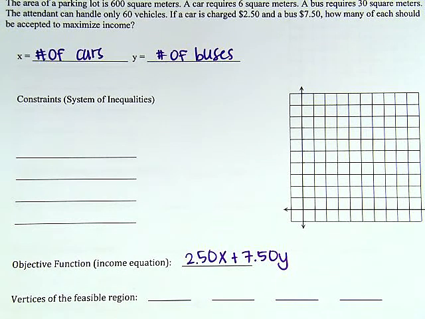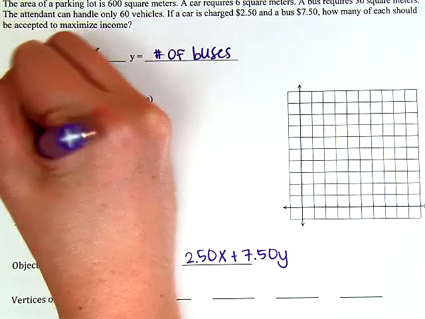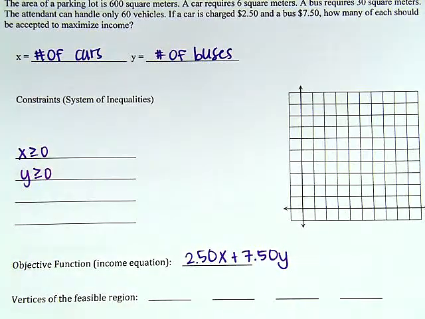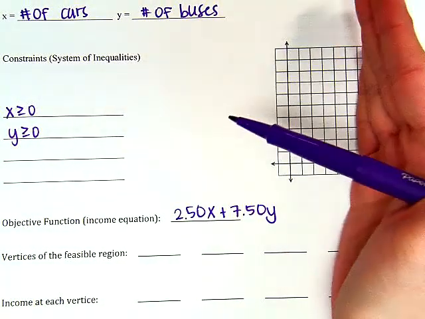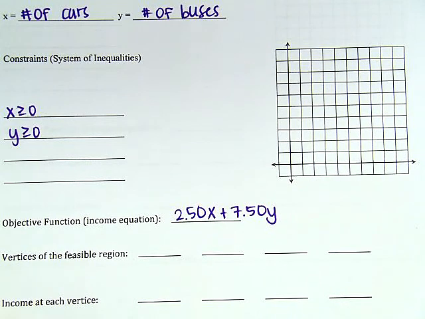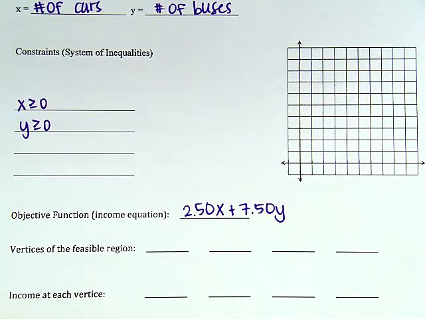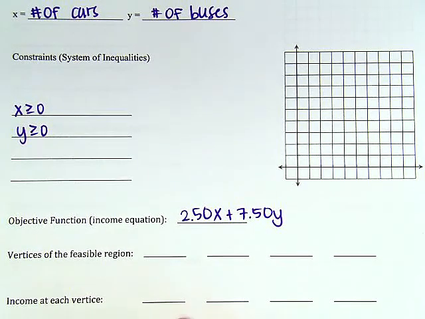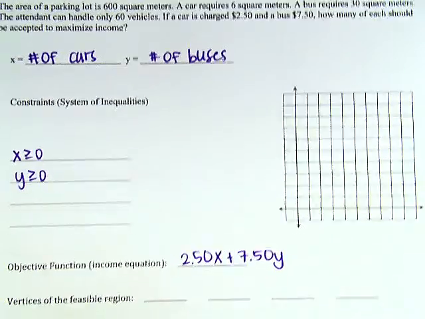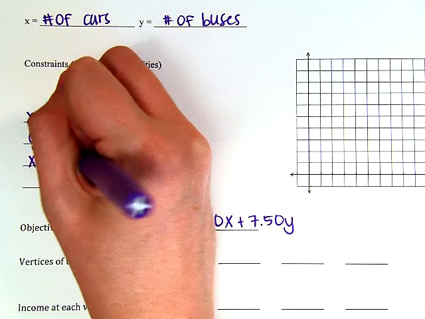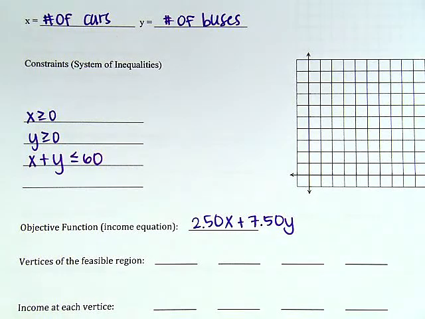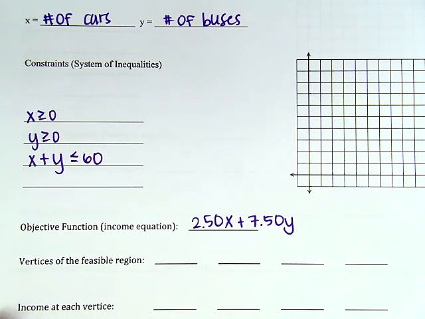Then my 4 equations. 2 of them are almost always going to be x greater than or equal to 0 and y greater than or equal to 0, because that gives me the first quadrant. It gives me that we're not going to have a negative number of cars or negative number of buses. It's just not possible. Then the second thing, it looks like we're talking about how many vehicles it can handle. So x plus y, however many of each of these, has to be less than or equal to 60, because the attendant can only do 60 vehicles.